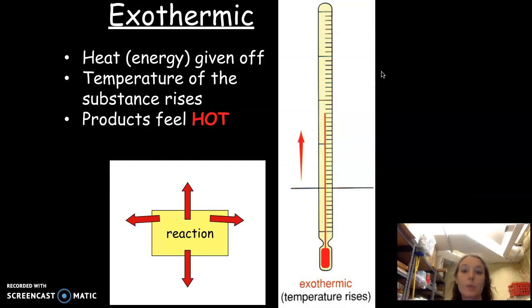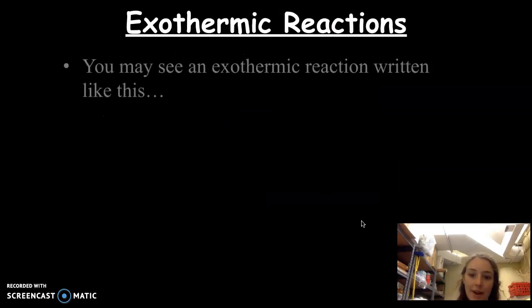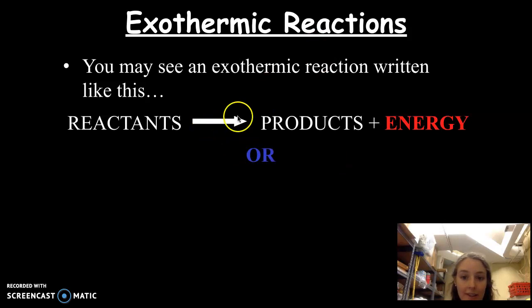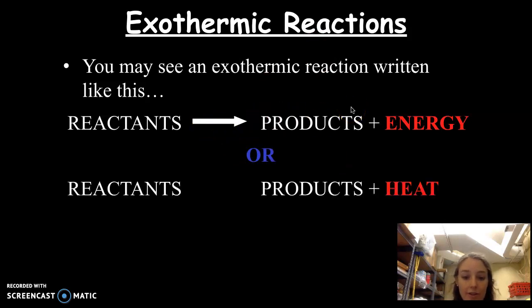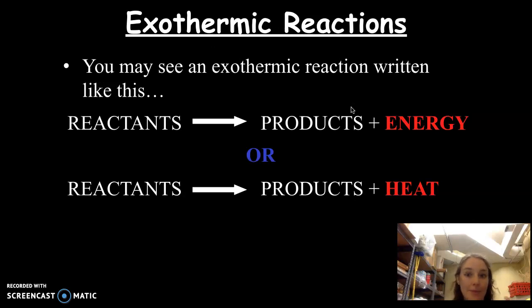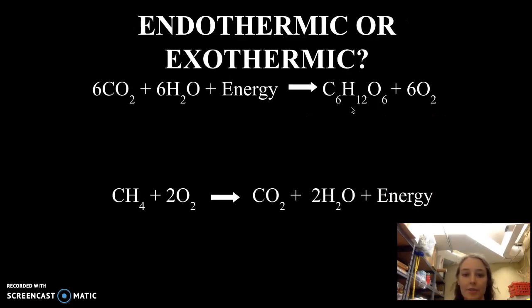Then exothermic, we said heat or energy is given off, it's exiting. So the temperature of the substance rises. If we put a thermometer in it, we would see it, and the product would feel hot. You may see exothermic reactions written like this: the reactants yield products and energy, or the reactants yield products and heat. Very similar, but opposite to the endothermic reactions.